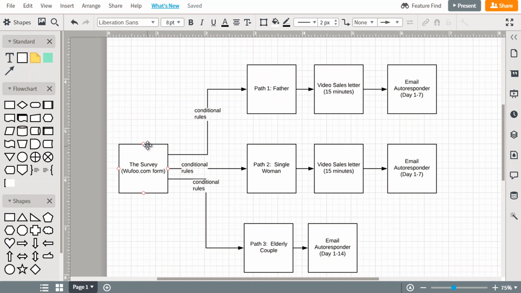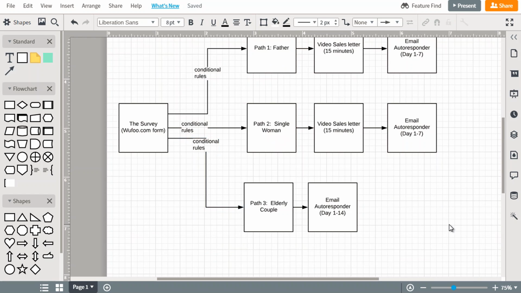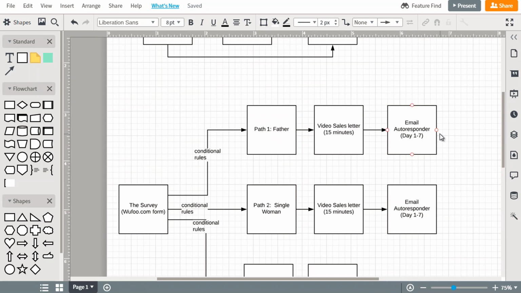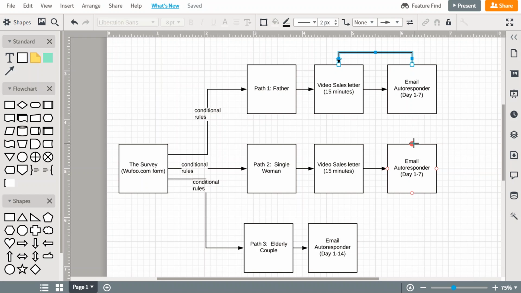Now, like I said, in terms of implementation, Wufoo.com has conditional rules, and based on the questions that they answer, you can either ask them another question that is only revealed if they show that they are the father or the single woman or married woman or elderly couple. So that's essentially it. And what we can do here is the email autoresponder series. Obviously, the emails might go back to the video sales letter, like so.